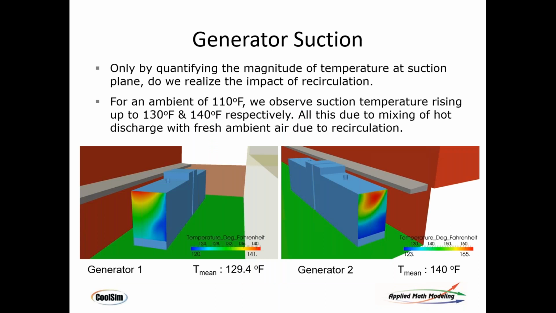So if you plot the temperatures on the intake of the heat exchangers, they look like this. You can quantify the magnitude and temperature at the inlet or the suction plane, and you can quantify the impact of recirculation. And here we're seeing that inlet temperature rises to about 130, 140 degrees. This is due to the mixing of outlet and inlet temps. This causes the generator to work harder. It causes its performance to decline and may cause it to fail, because once its oil temperature gets to a certain point, it's going to start to boil.